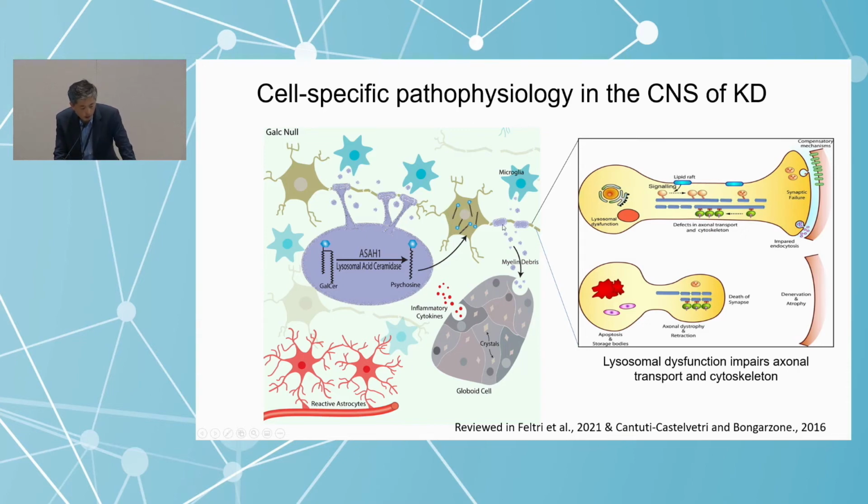Neuron has its own problem besides this secondary effect, because the neuronal lysosome is quite important for axonal transport and cytoskeleton maintenance. So due to this calcium protein deficiency, it has its own problem.